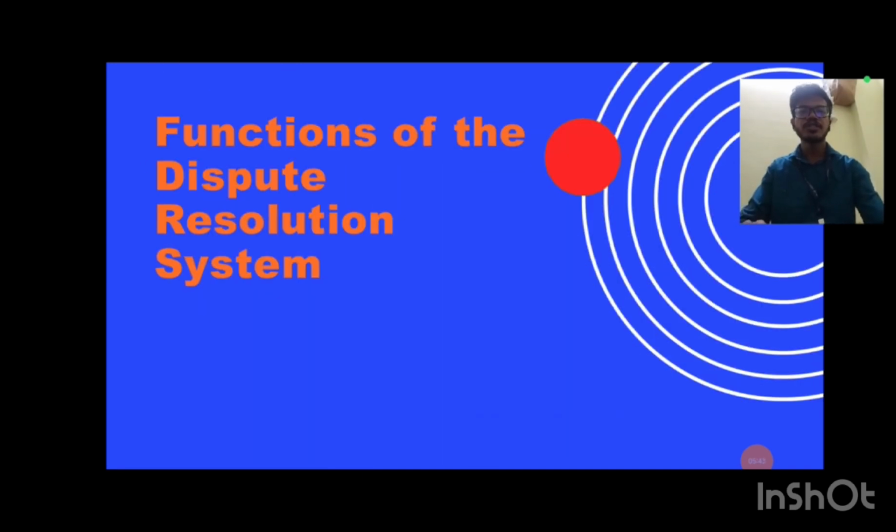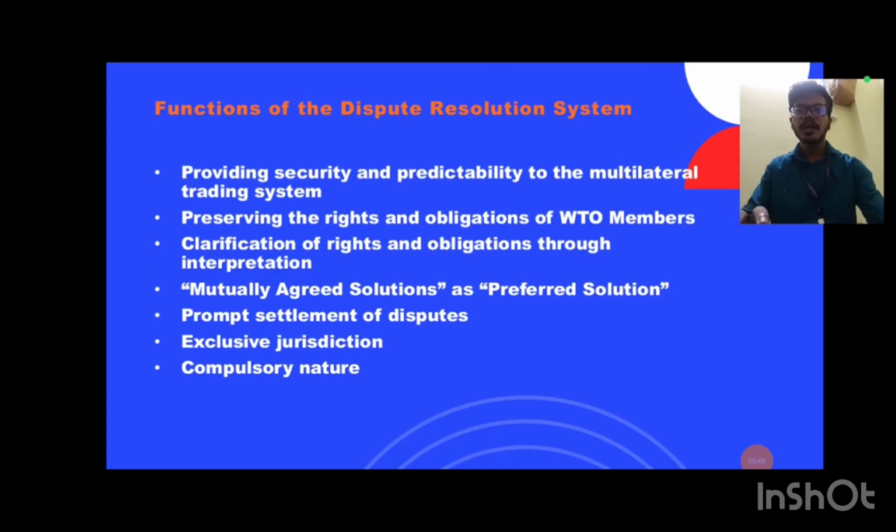Moving on to the functions of the dispute resolution system. First, providing security and predictability to the multilateral trading system, which is a central objective of the WTO dispute system by virtue of Article 3.2 of the DSU. Although international trade is understood in the WTO as a flow of goods and services between members, such trade is typically not conducted by states but rather by private economic operators.